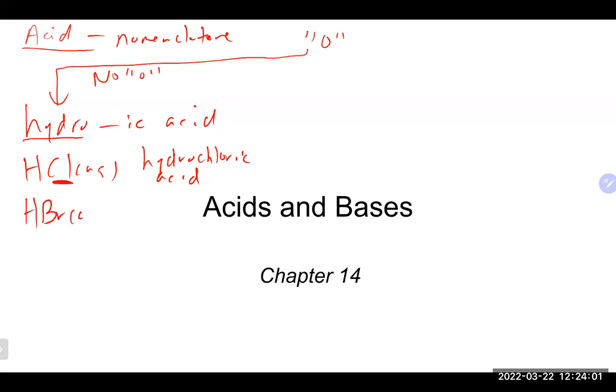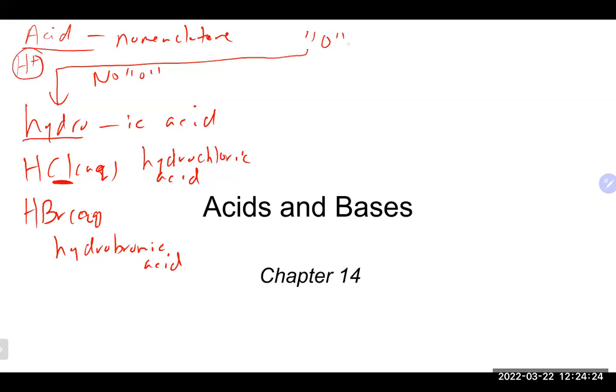HBr, which is hydrobromic acid. And typically acids do have the aq symbol next to them, which is aqueous, because basically the definition of an acid is the ability to produce H plus as it floats around in the solution.